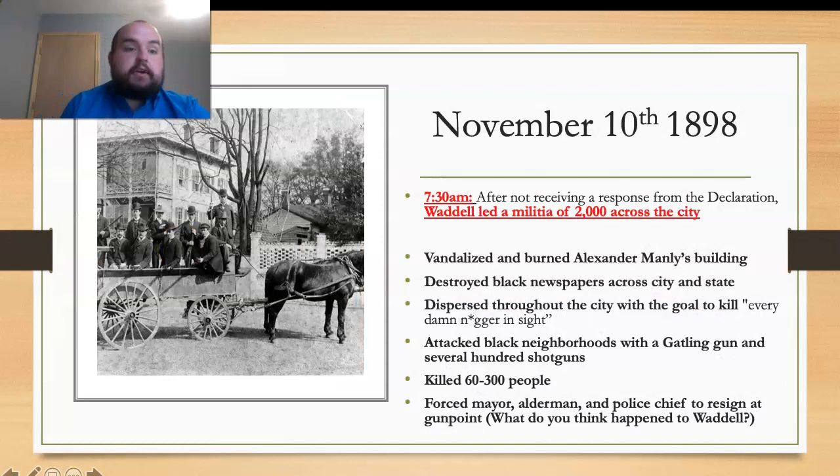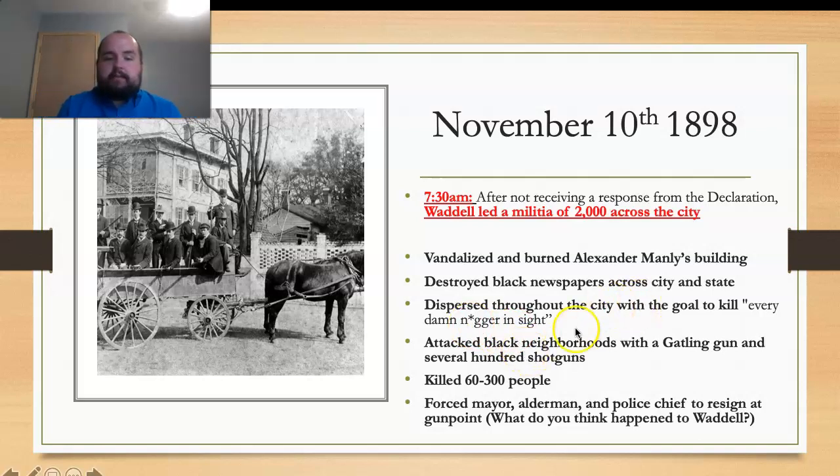Now, the actual riot occurred the next day on November the 10th in 1898. Starting at around 7:30 a.m., there was no response from the city or the state government from the declaration, so Waddell led a militia of roughly 2,000, which you can see some of them gathered here, across the city. Some specific things they did. They vandalized and burned Alexander Manly's building. They destroyed black newspaper buildings all across the city and across the state. They dispersed throughout the city with the goal to kill, according to one of the participants, every dang N-word in sight. So again, no subtlety whatsoever.